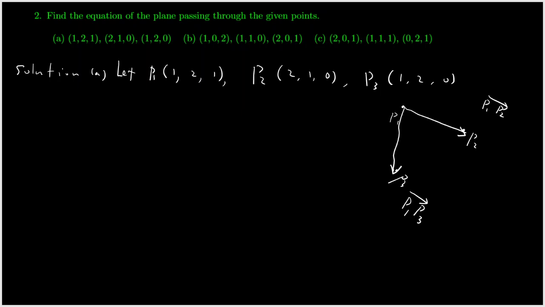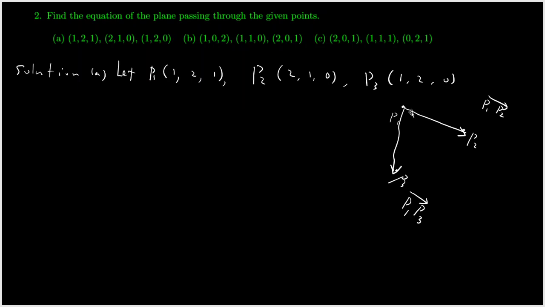Now listen to me carefully. Now we are looking for a vector perpendicular to the plane. You have two vectors on the plane, right? The plane is the plane determined by 3 points. You have a vector P1, P2. You have a vector P1, P3. Now I'm looking for a vector perpendicular to the plane.